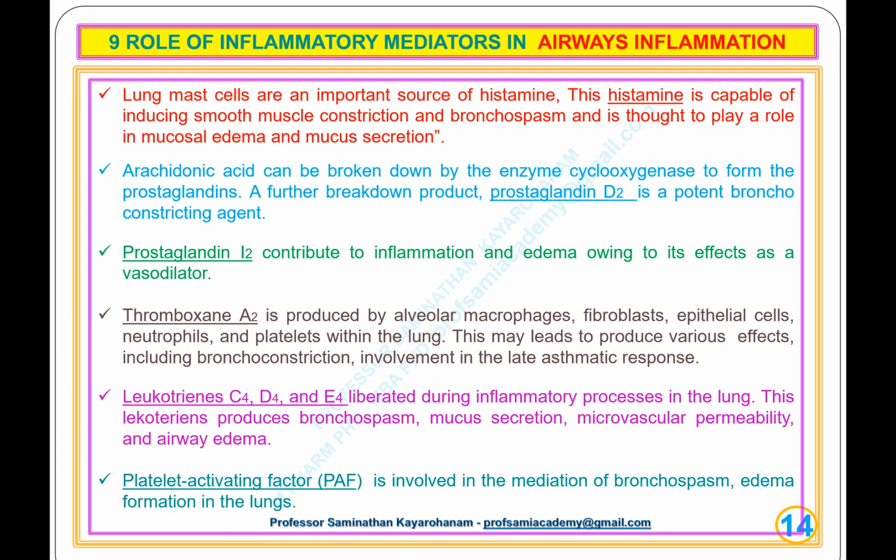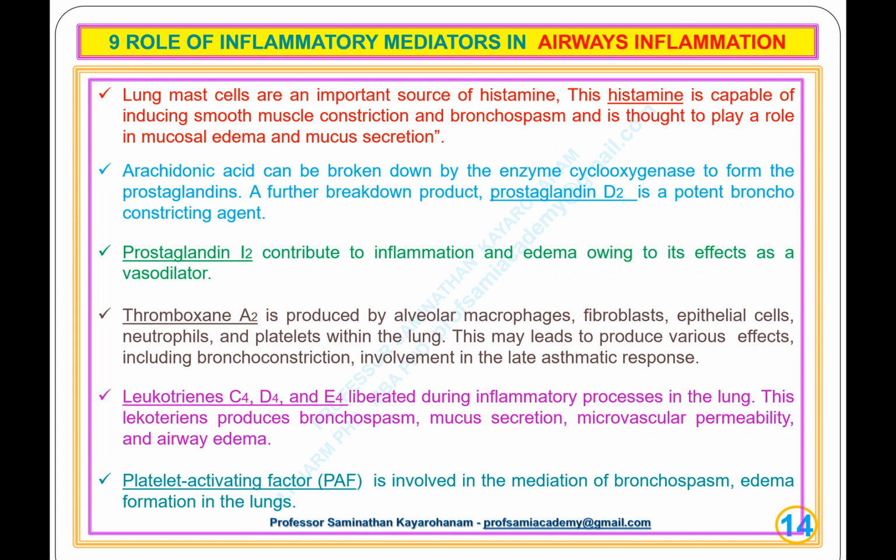Next slide, 9. Role of inflammatory mediators in airways inflammation. Lung mast cells are an important source of histamine. This histamine is capable of inducing smooth muscle constriction and bronchospasm and is thought to play a role in mucosal edema and mucus secretion. Arachidonic acid can be broken down by the enzyme cyclooxygenase to form the prostaglandins. A further breakdown product, prostaglandin D2, is a potent bronchoconstricting agent. Prostaglandin I2 contributes to inflammation and edema owing to its effects as a vasodilator.